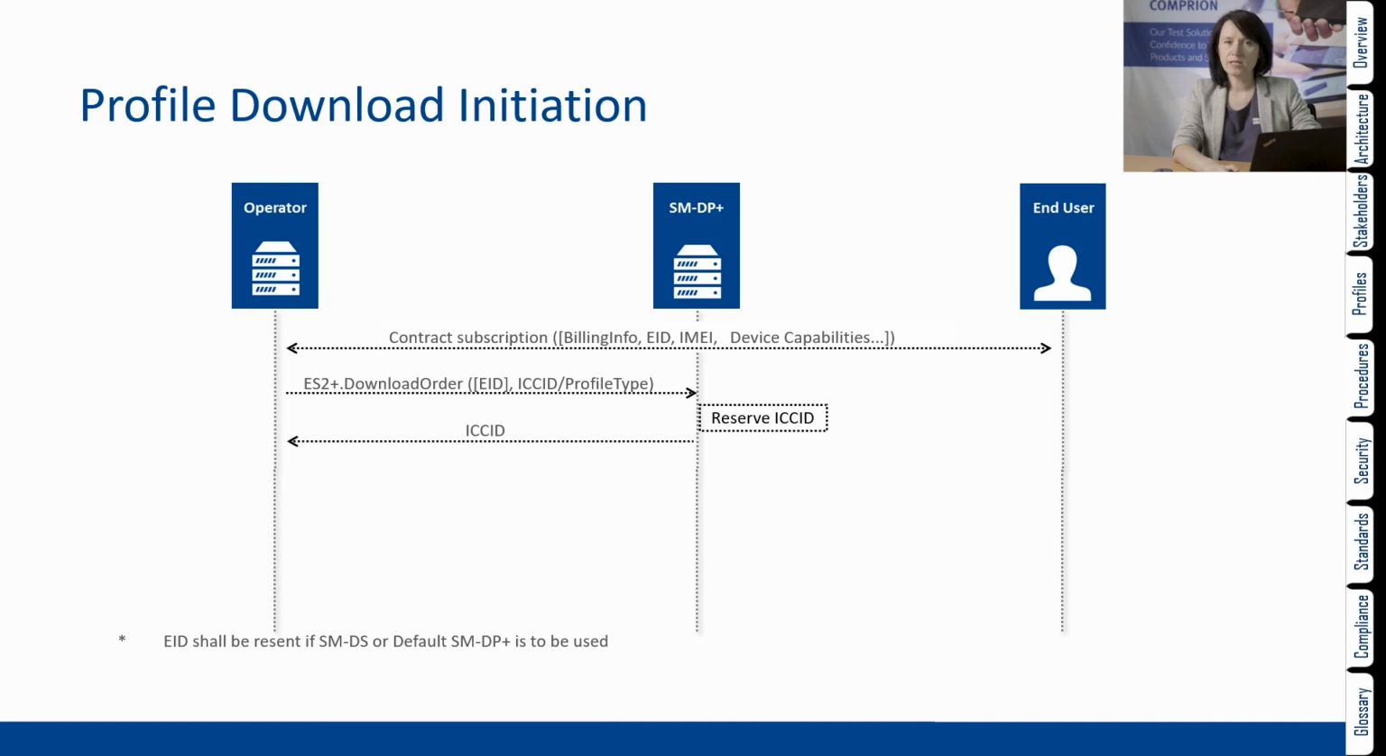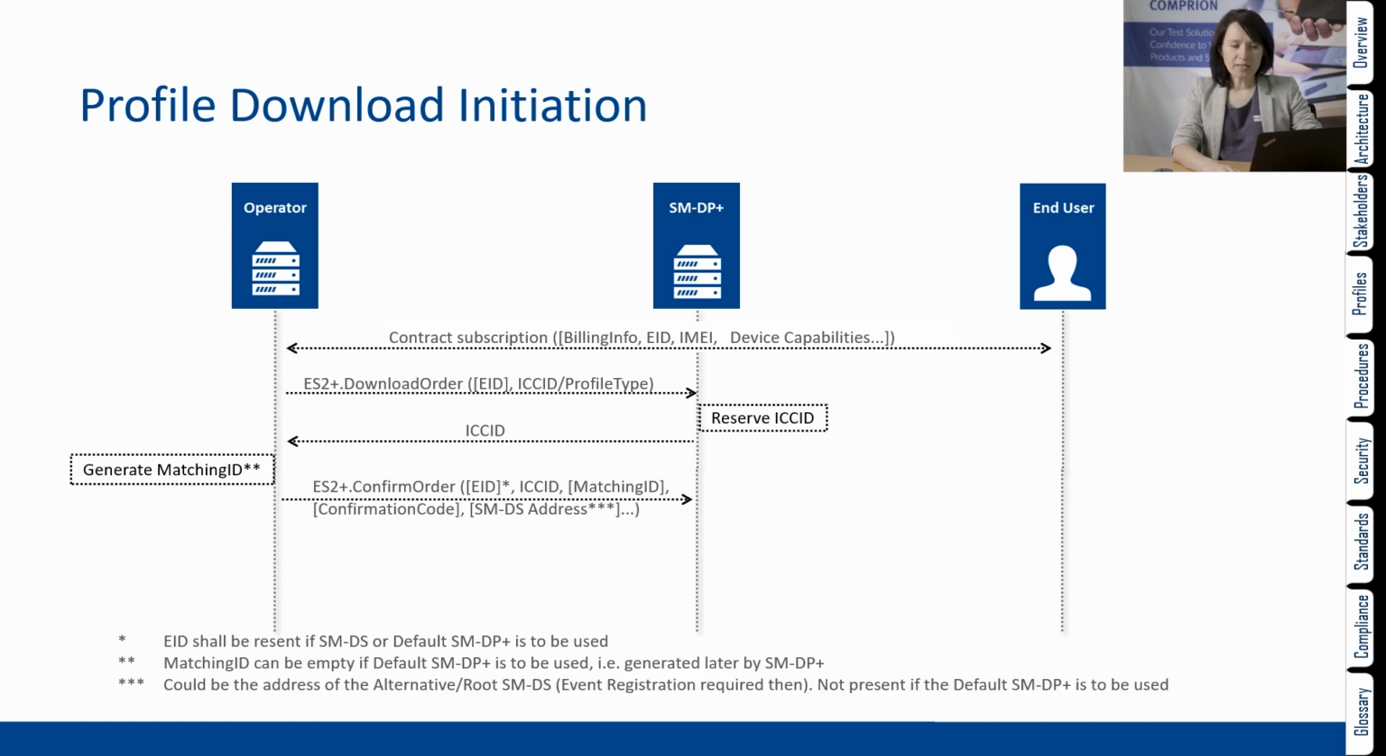In the next step, the SMDP Plus is reserving the specific ICC ID, and this information goes back to the operator. The operator may, in this case, generate a matching ID. This is just additional information for the storage. This matching ID can be empty if the default SMDP Plus is used, or may be generated later by the SMDP Plus.